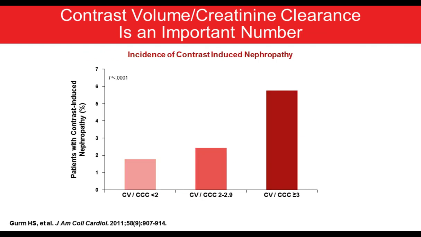Similarly, here are the summary data for contrast nephropathy, again from Gurm's study, and you can see the rate substantially rises when that ratio is above 3, and 3 is an easy number to remember. So in the cath lab, if the contrast volume over creatinine clearance ratio is 3 or more, that patient is at substantially higher risk of developing contrast-induced nephropathy.